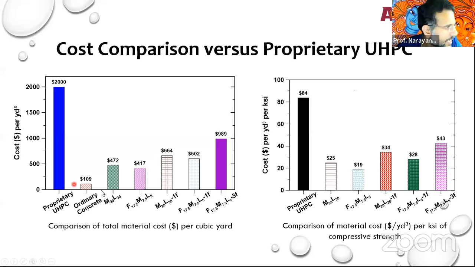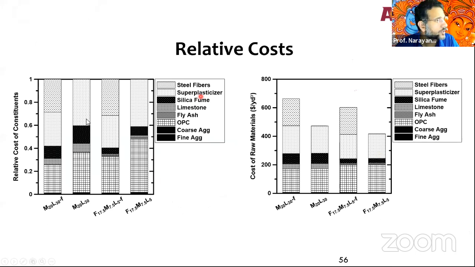Ordinary concrete is $100 to $110, depending on the mix. But here are the mixes that we have done that give you the same performance as these: microsilica, limestone, 50% cement replacement, 30% cement replacement with fibers, with 3% fiber. So fibers add a lot of cost. What is the cost per KSI? KSI is kips per square inch. If I need 100 KSI, which is 100,000 PSI, it's about $84 for proprietary, or $43 for my design mix. And you see the relative cost here.